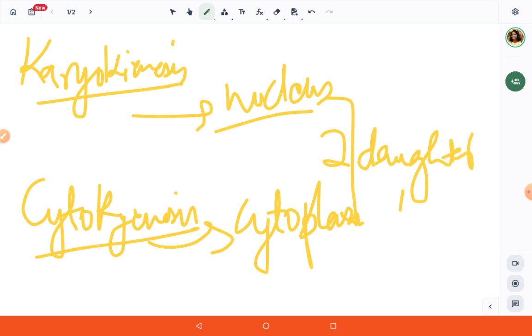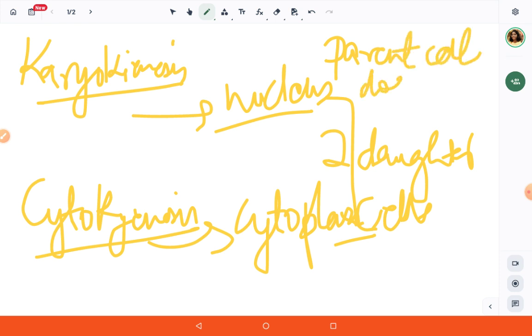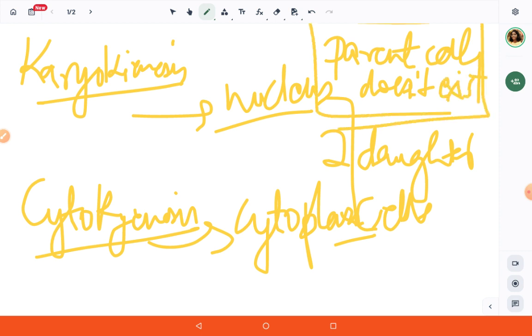Okay, and remember one thing more: in fission, whether it's binary fission or multiple fission, the parent cell does not survive anymore. It keeps dividing, no? The parent cell doesn't exist. Once after division, the parent cell will not exist. This is very, very important.